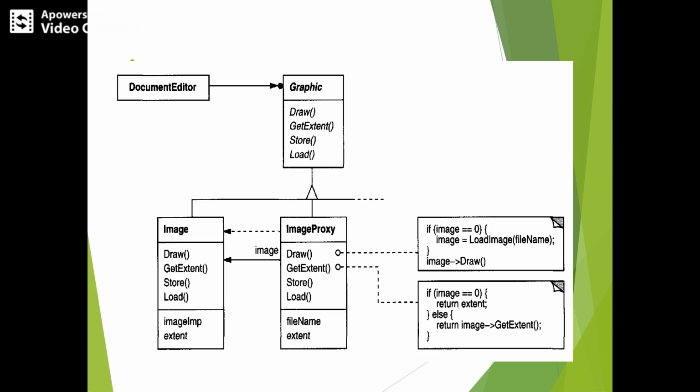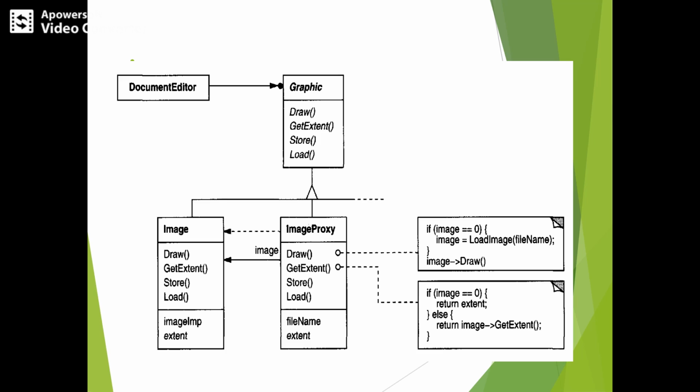The image is set by load image with the file name; if it already exists, nothing is loaded. If it is 0, then we load the image from the hard disk into actual memory, and then draw the image. Similarly, get extent returns the extent if the image exists. This is the document editor part in the main class diagram of the image proxy design.